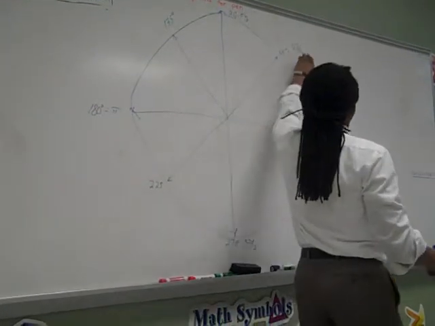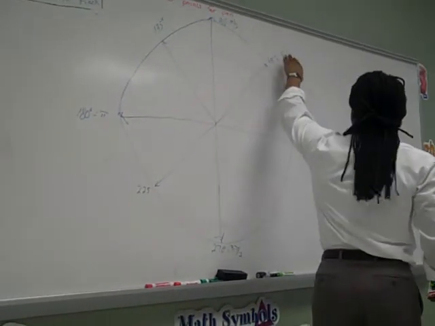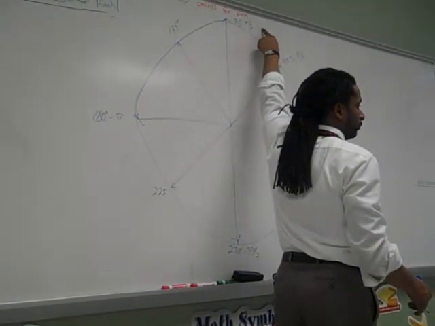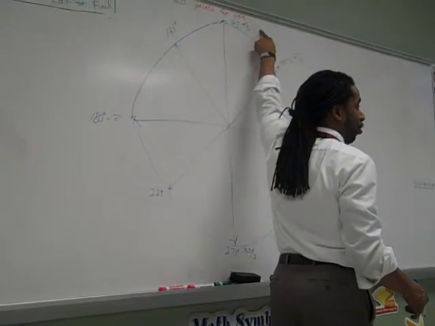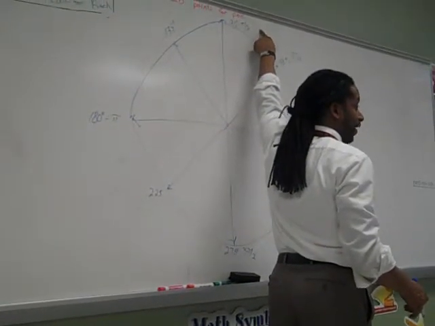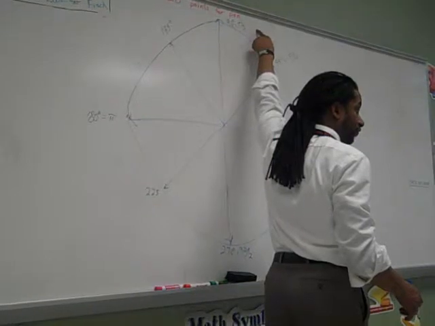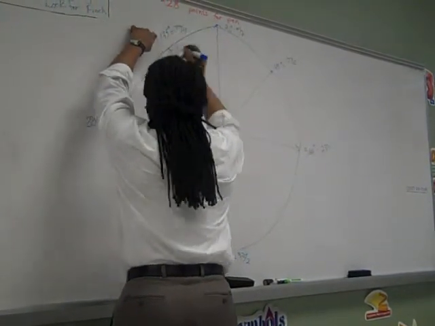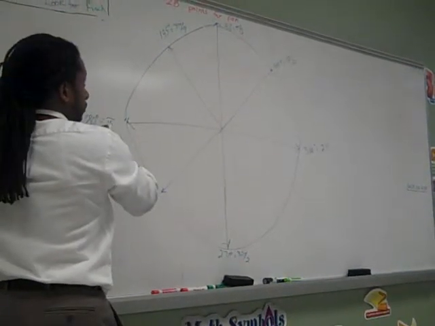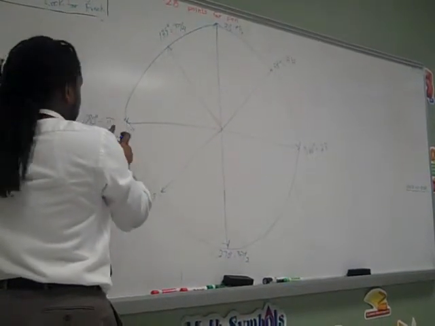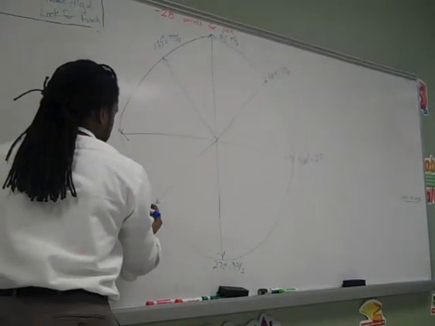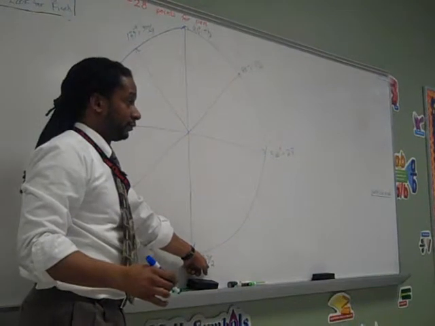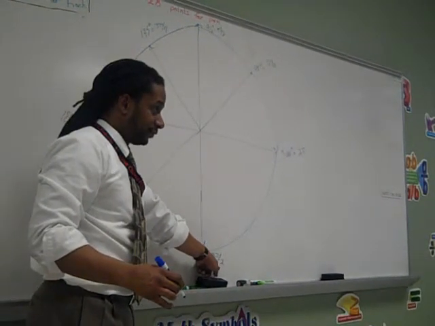Okay? This was pi over 4, right? Using that denominator of 4, what was this? Pi over 2. I said using a denominator of 4, this was 2 pi over 4, which reduces to pi over 2. This is what? 3 pi over 4. This is what? 4 pi over 4, which is pi. Okay, this is? 5 pi over 4. Okay, this is? 6 pi over 4, which reduces to 3 pi over 2.